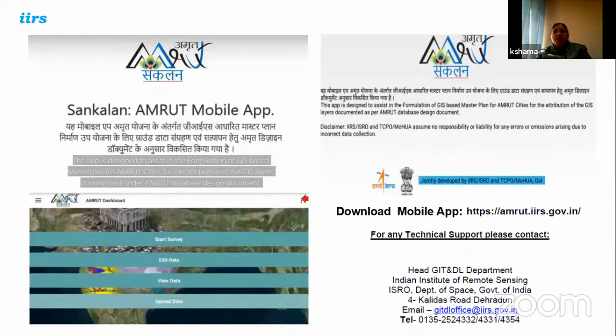Now for supporting the urban development ministry, the Ministry of Housing and Urban Affairs, in the Amrit program. Amrit has one sub-scheme, GIS based formulation of master plans. In GIS based master plan formulation, they have to collect a lot of data on the ground. That data collection is not so easy. So to facilitate that, a mobile app has been developed by IIRS.